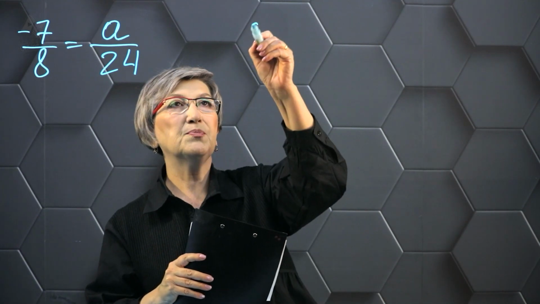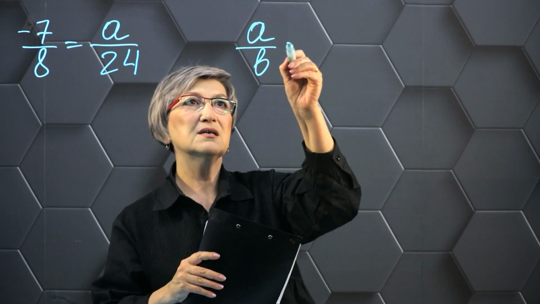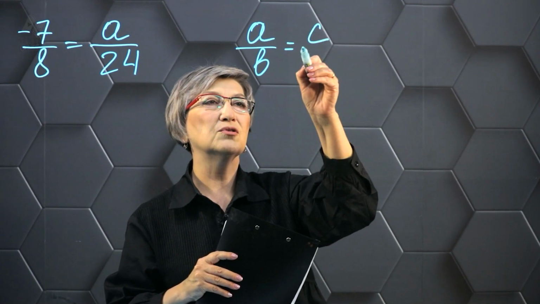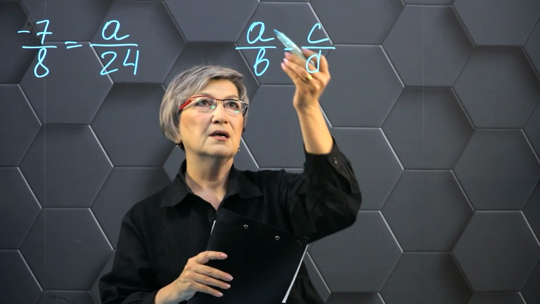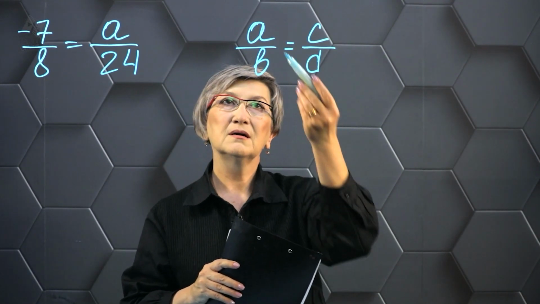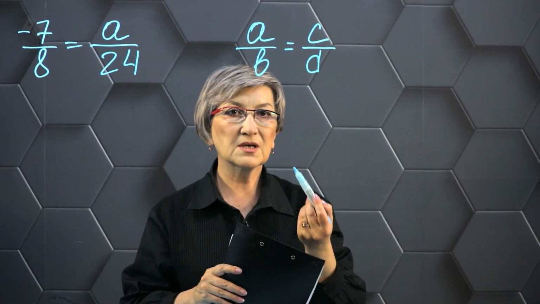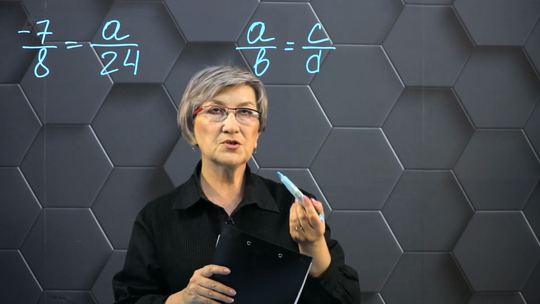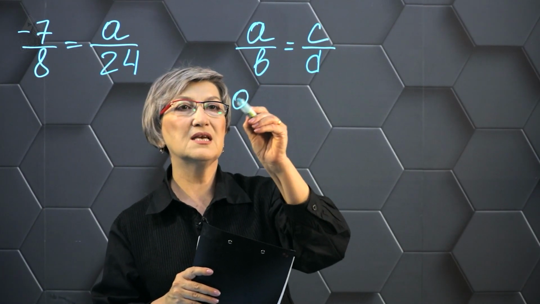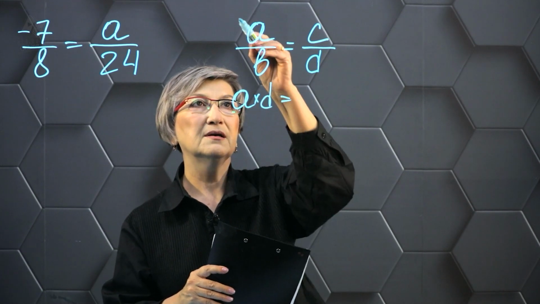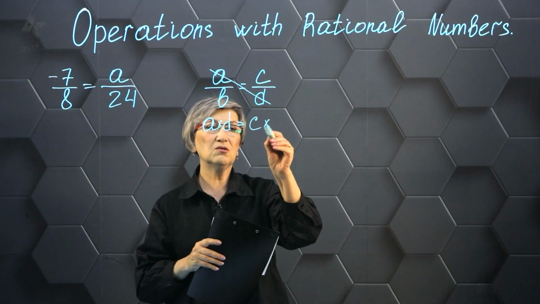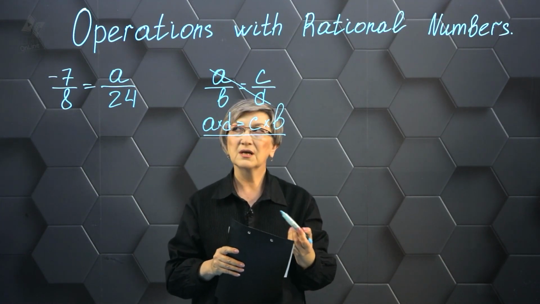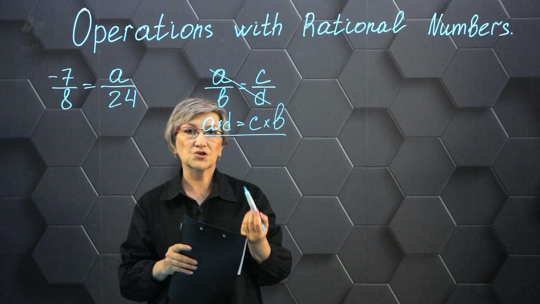First, let's write down that a proportion is the equality of ratios of numbers. A divided by B equals C divided by D. When we see the notation in the form of a proportion, we can say that this expression is a proportion in the case where the product of A multiplied by D is equal to the product of C times B. And using this basic rule of proportion, we can find the unknown number from the proportion.